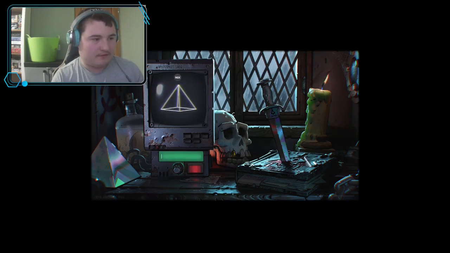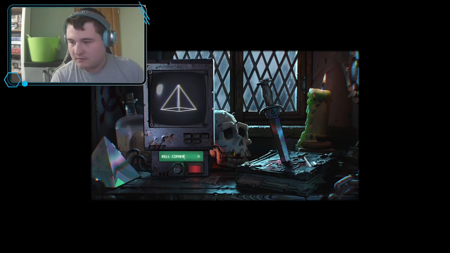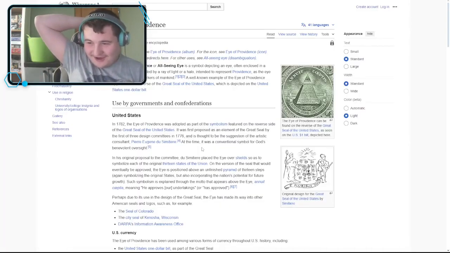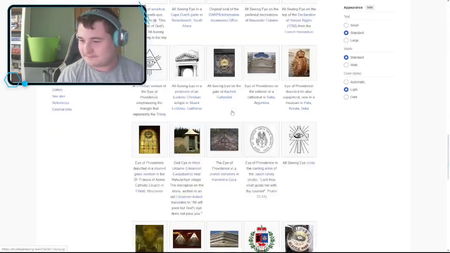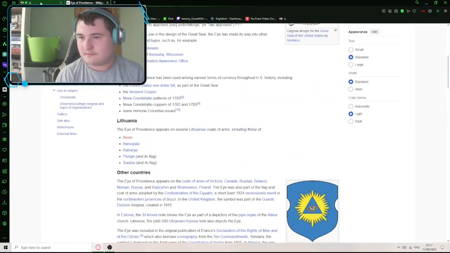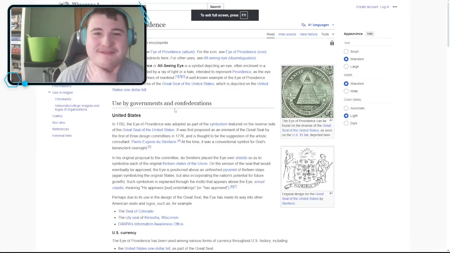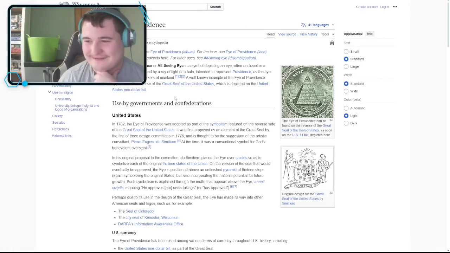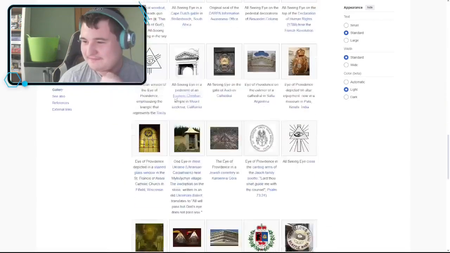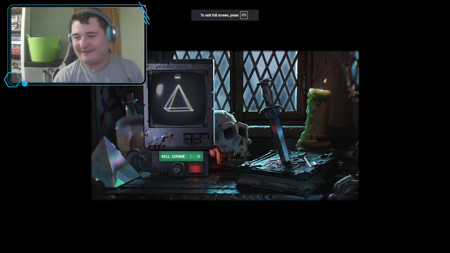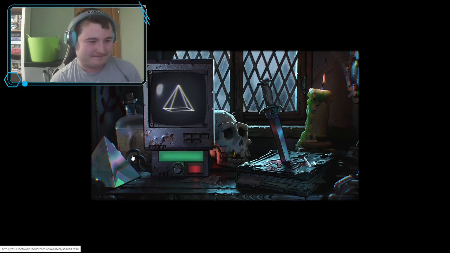Right, let's go to the obvious. Let's type in Bill Cipher. I mean, oh wow. Typing Bill Cipher gets you to the Eye of Providence Wikipedia page. Wow. I think that was clever for Bill Cipher. I think that was clever.